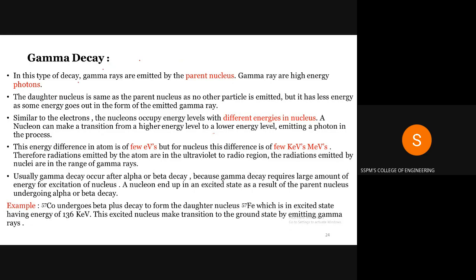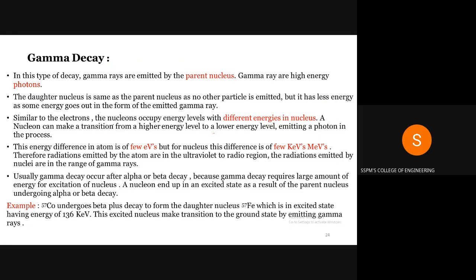In this type of decay, gamma rays are emitted, unlike alpha particles and beta particles. Gamma rays are emitted by the parent nucleus. Gamma rays are high energy photons. The daughter nucleus is the same as the parent nucleus, as no other particles are emitted, but it has less energy, as some energy goes out in the form of emitted gamma rays.